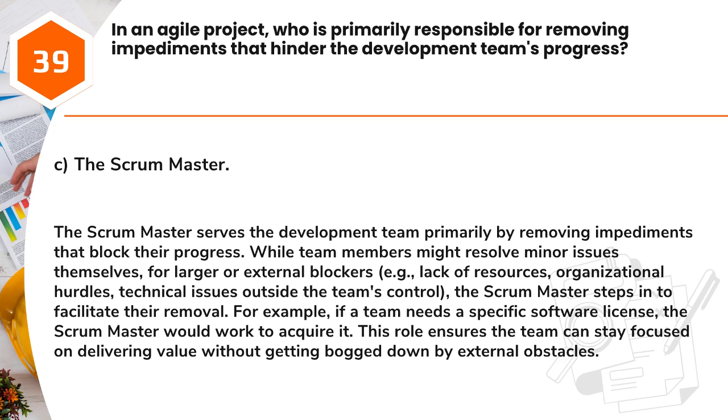Answer: C. The Scrum Master. The Scrum Master serves the development team primarily by removing impediments that block their progress. While team members might resolve minor issues themselves, for larger or external blockers, e.g., lack of resources, organizational hurdles, technical issues outside the team's control, the Scrum Master steps in to facilitate their removal. For example, if a team needs a specific software license, the Scrum Master would work to acquire it. This role ensures the team can stay focused on delivering value without getting bogged down by external obstacles.